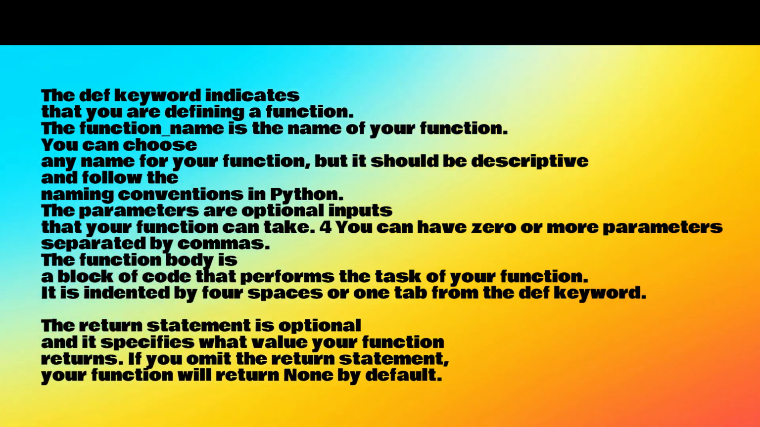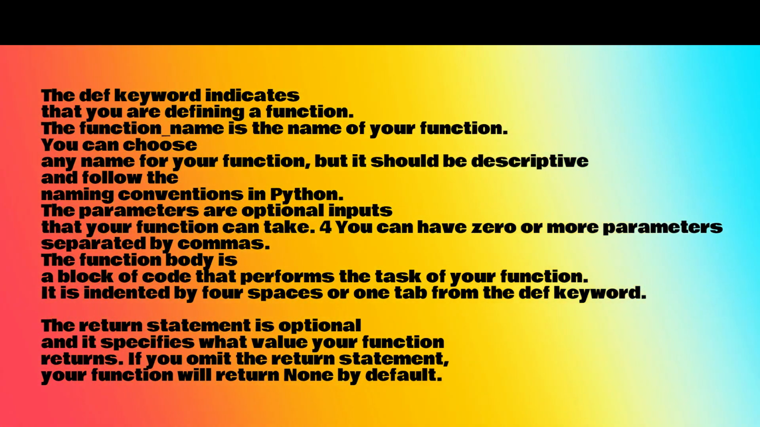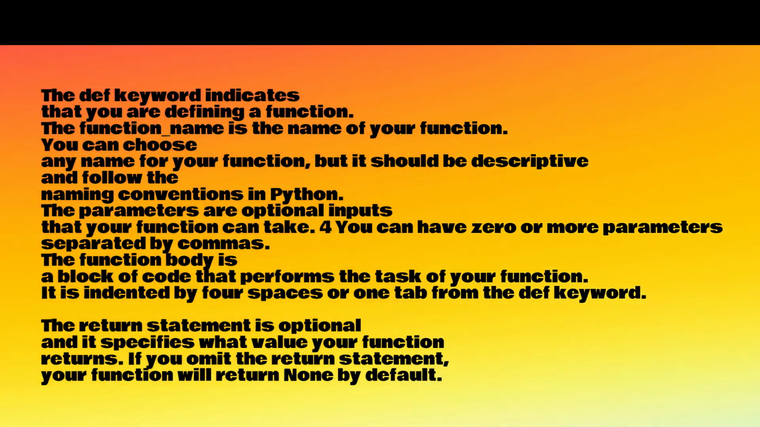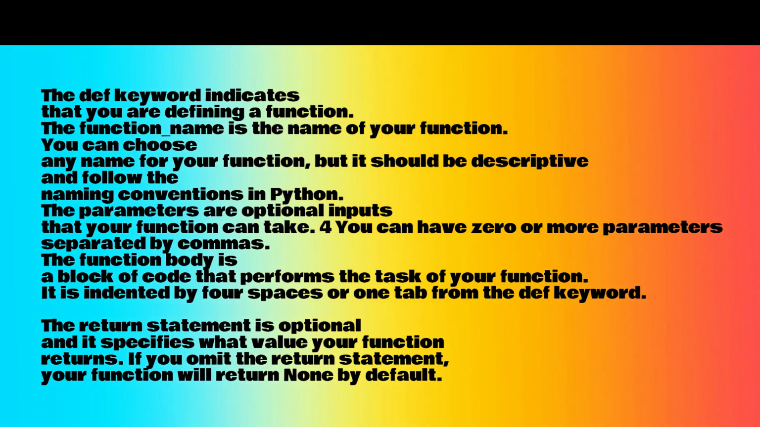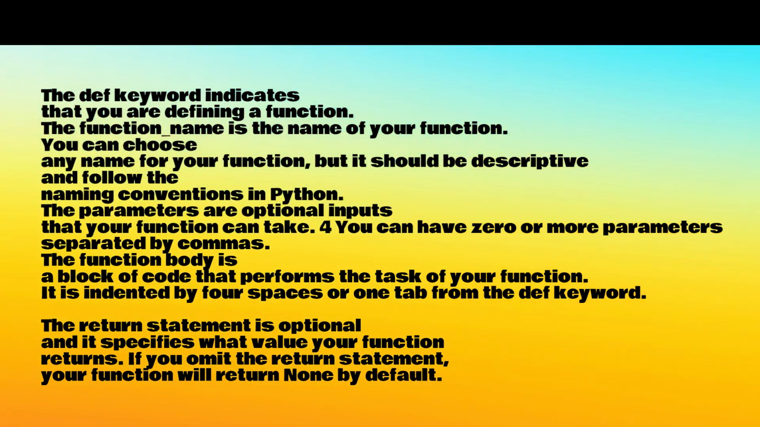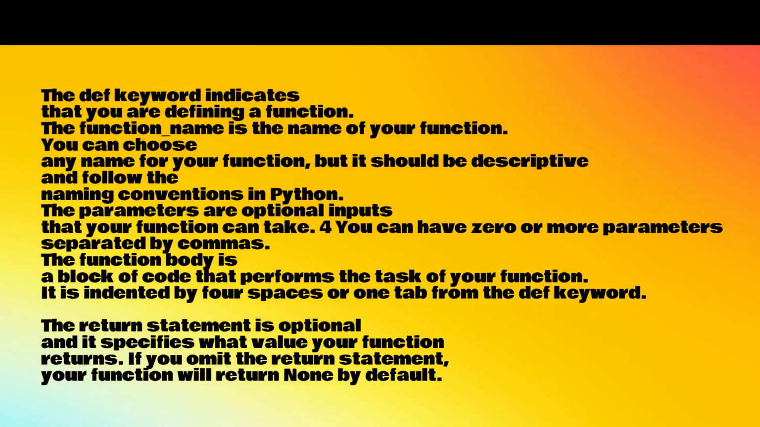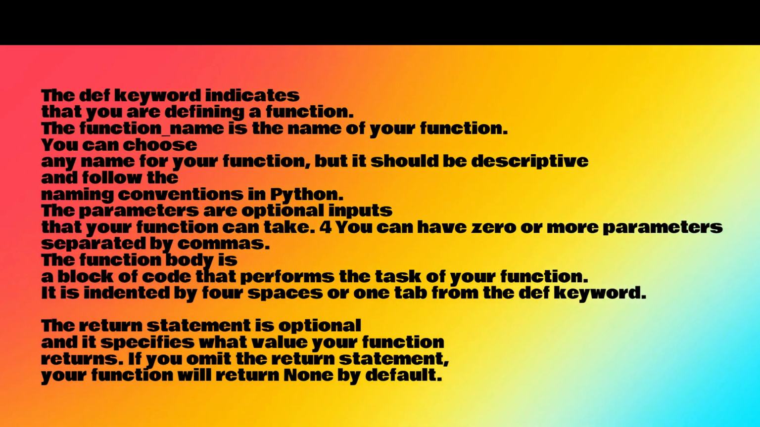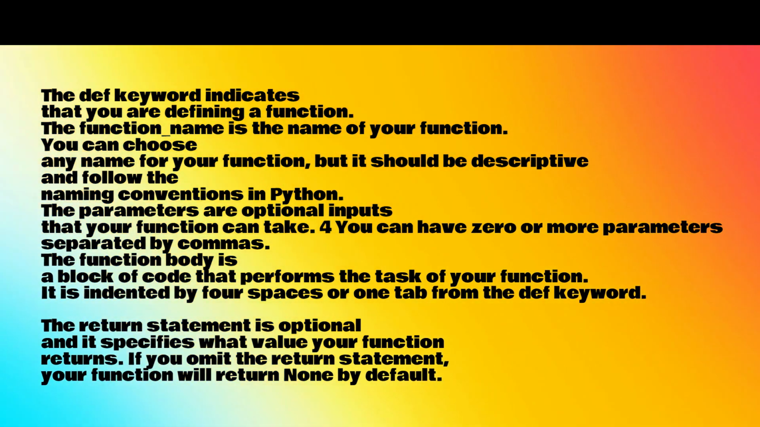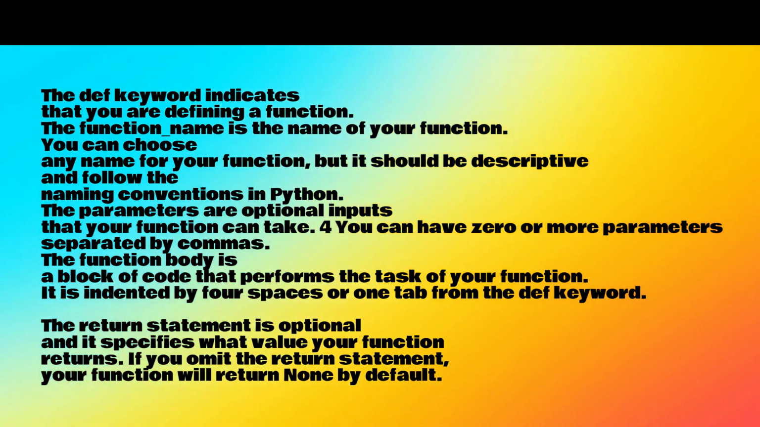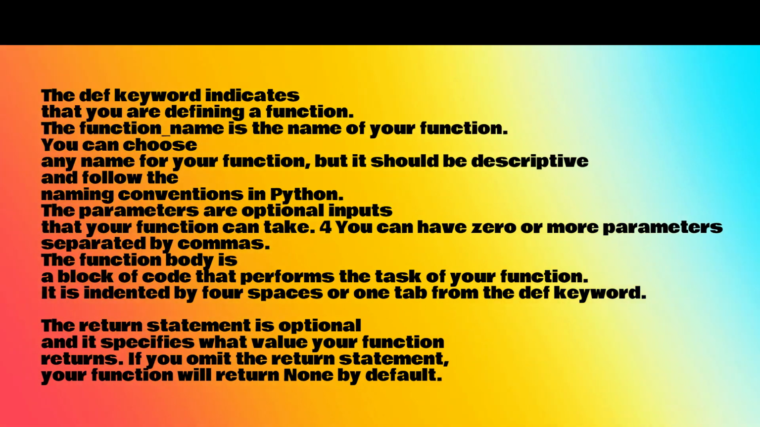The parameters are optional inputs that your function can take. You can have 0 or more parameters separated by commas. The function body is a block of code that performs the task of your function. It is indented by 4 spaces or 1 tab from the def keyword. The return statement is optional and it specifies what value your function returns. If you omit the return statement, your function will return None by default.